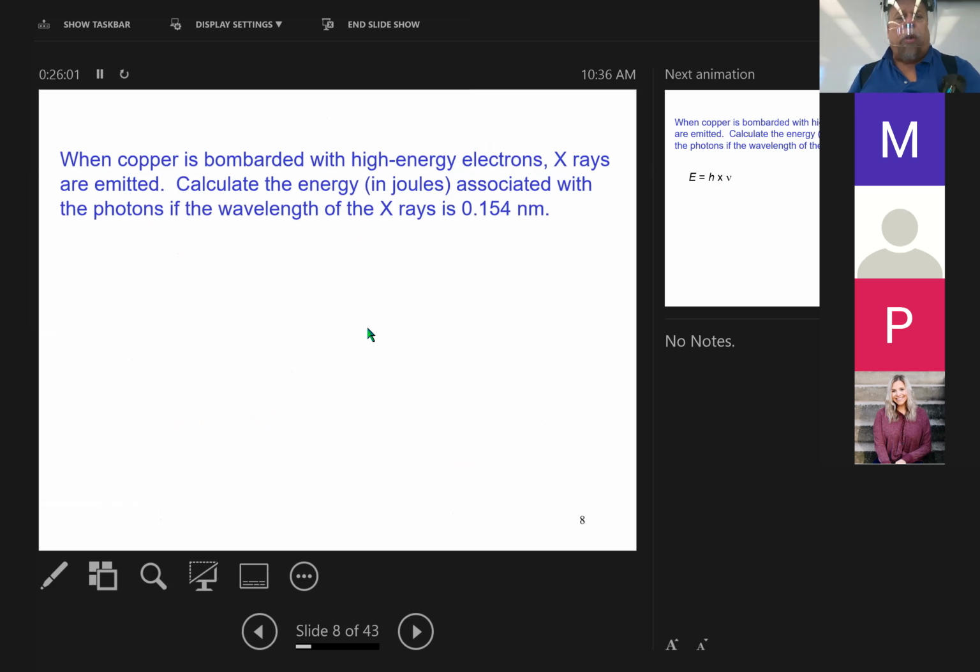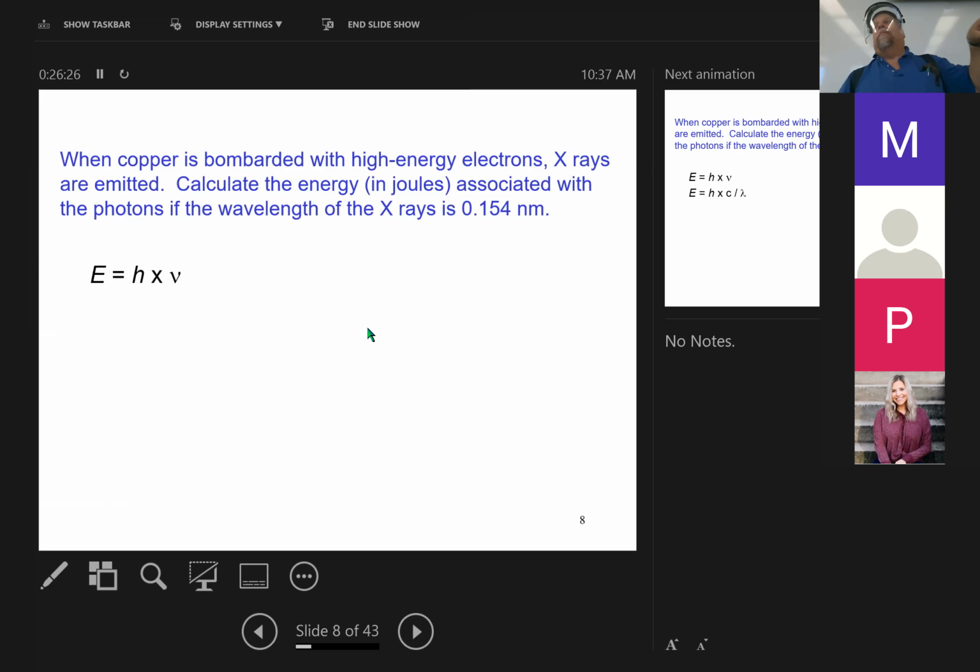When copper is bombarded with high energy electrons, those are beta rays, X-rays are emitted. Calculate the energy in joules associated with the photons if the wavelength is 0.15 nanometers. Well, this again is, you have the equation, and then you plug in the numbers. So the equation you're using is this. And this is very simple math.